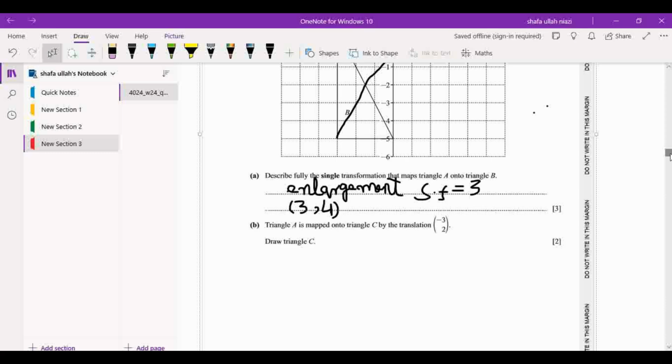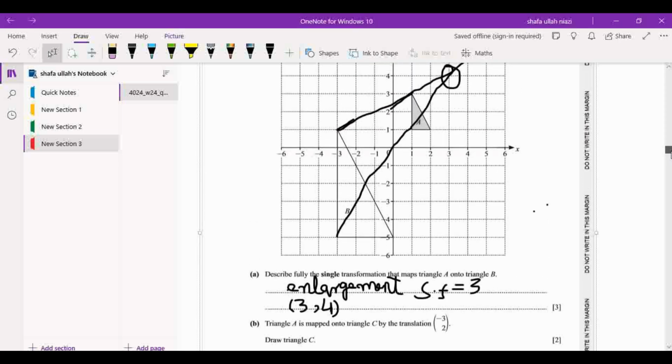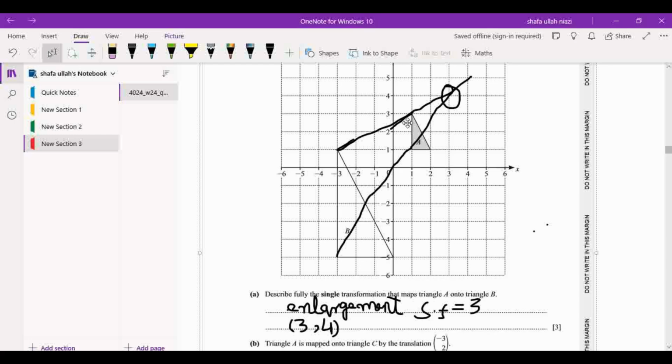Triangle A is mapped onto C by translation -3, 2. So this is very easy. A is to be moved by -3, 2. Every point is written as a column vector -3, 2. Write every point as a column vector and then add them. How to do this? Like this.